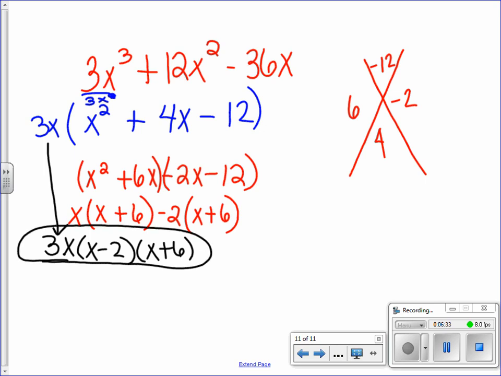Okay, so I have a question. When do you have to do that? You have to do it on every problem. If it's a quadratic, you need to see if it factors. If it has an x squared or anything squared, 2x squared, 6x squared, 9x squared, whatever, you need to see if it factors further.